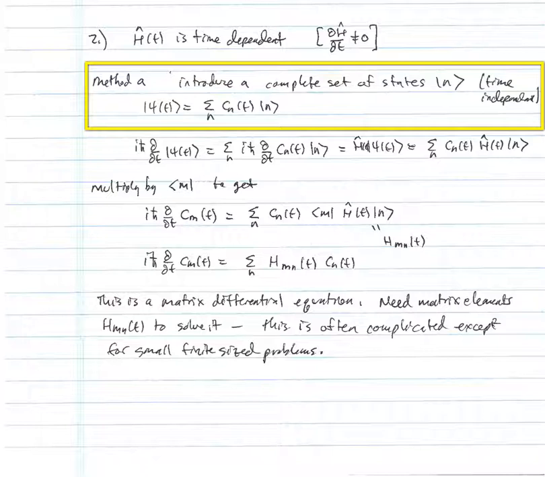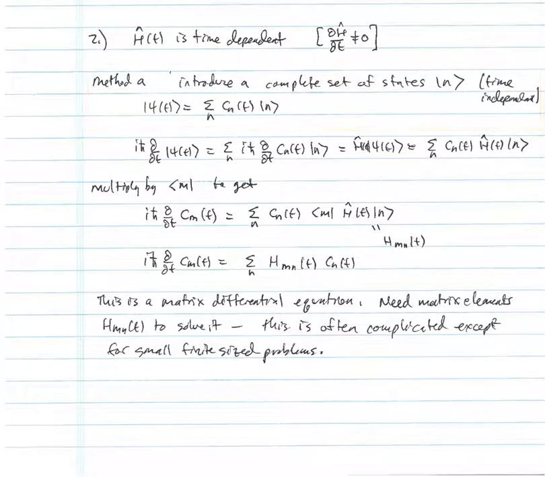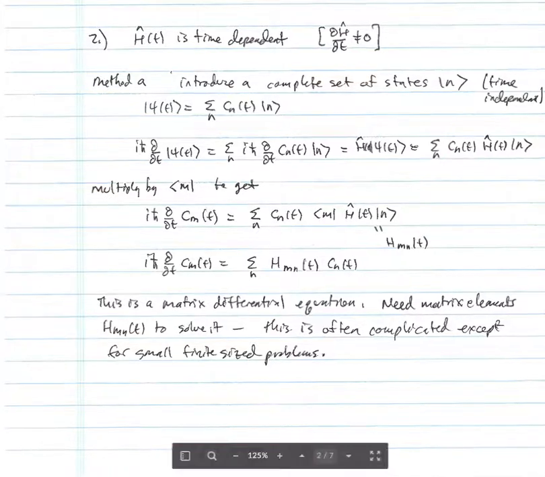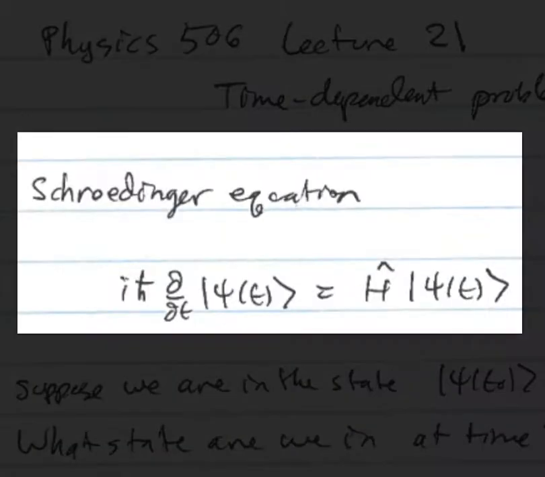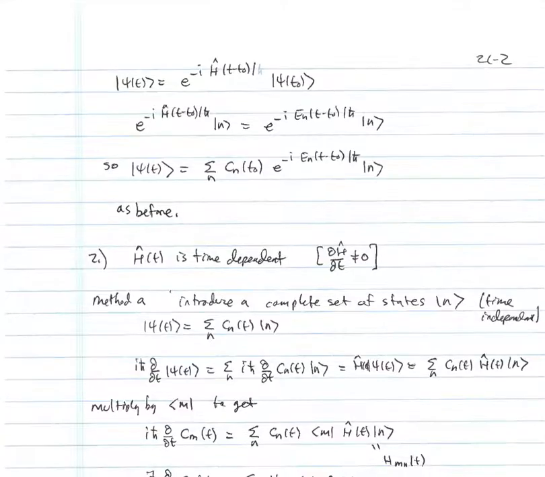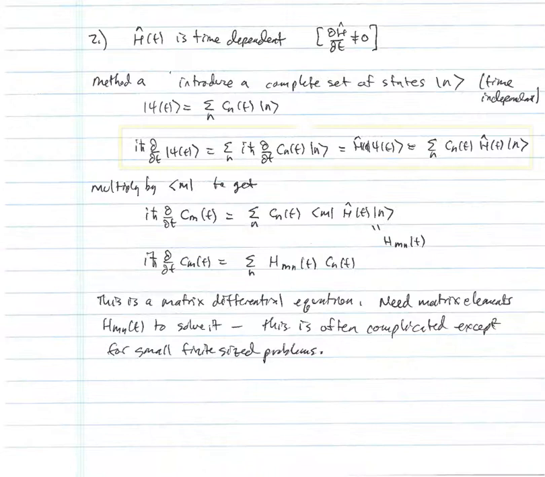So we can express psi of t in terms of them with time-dependent coefficients that we'll call Cn of t. We take that expression for psi of t and substitute it into the time-dependent Schrodinger equation. Let me remind you what that is. It's right here: i h bar d by dt psi of t is equal to H of t psi of t, when H depends on time. We're going to substitute into that equation.